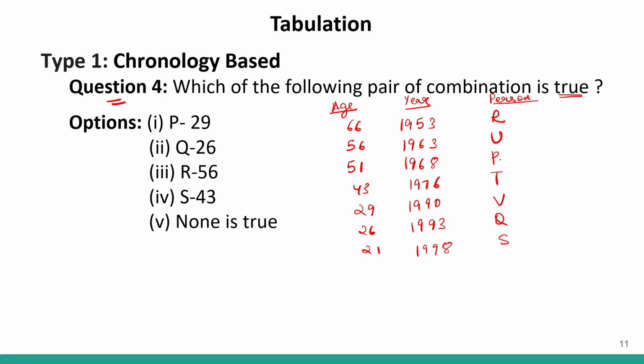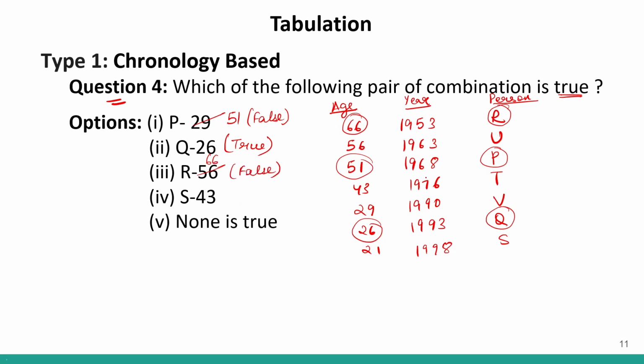P29. Over here, P is basically 51 years old, not 29. So this is false. Correct? Now, Q26. Q is 26 years old. So this one is true. R56. R is 66 years old, so this one is false. S43. S is 21 years old, so this is also false. So only option number 2 is true, that is Q26. So my answer will be option number 2, Q26.